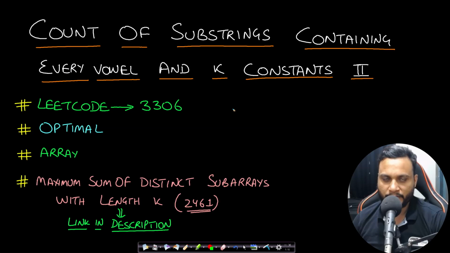Guys, welcome back to TechDose, and in this video we will look at the count of substrings containing every vowel and k consonants 2 problem, which is from Leetcode number 3306. A good problem to solve after having solved this is the maximum sum of distinct subarrays with length k problem, which is from 2461. I have already made a detailed video on this, so you can find the link in the description below after having solved this problem.